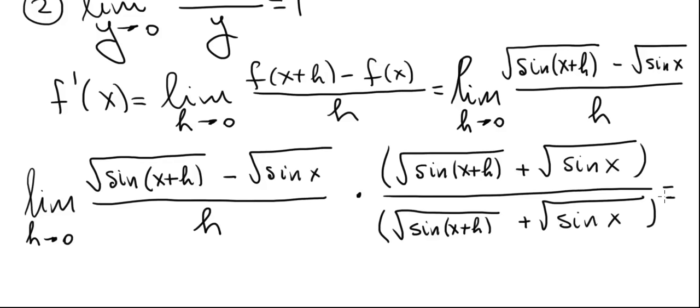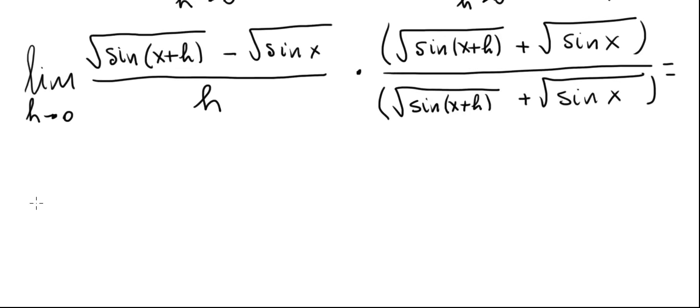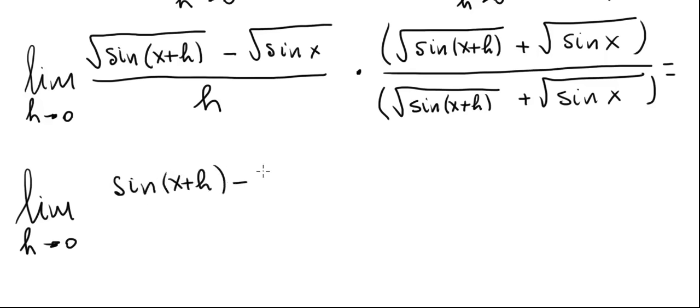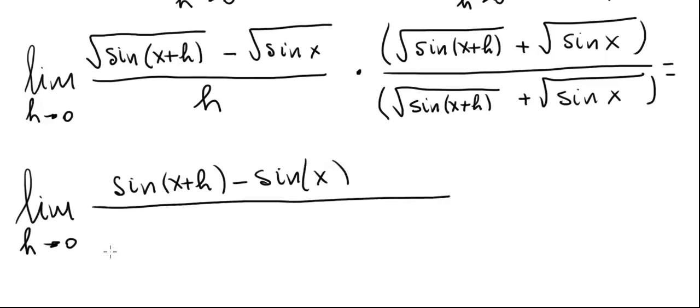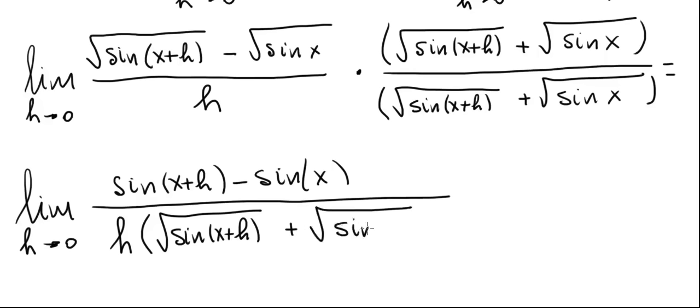So let's see what this becomes. The numerator, by multiplying the numerator by its conjugate, will eliminate radicals. So we just have the limit as h goes to 0 of sine of x plus h minus sine of x in the numerator, while the denominator has h times the square root of sine of x plus h plus the square root of sine of x. Now we can use the first result.